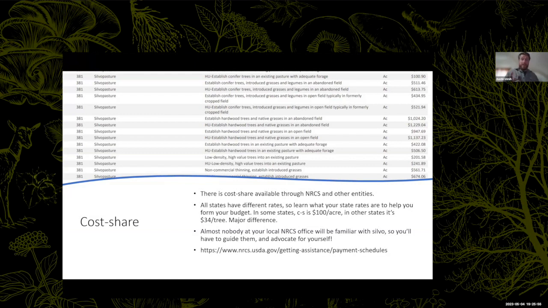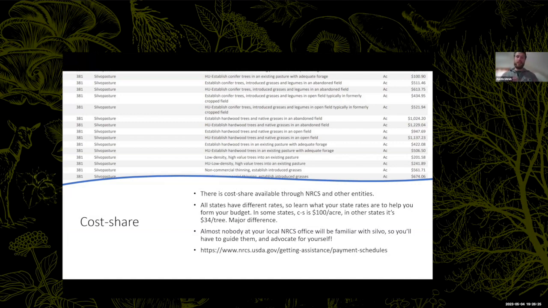So in some states like Maryland, they offer $100 an acre for silvopasture. That's the cost share rate for silvopasture in Maryland, which is not going to get you very far. In other states, like in the Midwestern states, Missouri, Wisconsin, I forget, Indiana, Illinois, and Iowa, those five, I believe, all offer about $30 to $34 somewhere in there per tree, which is a major difference.